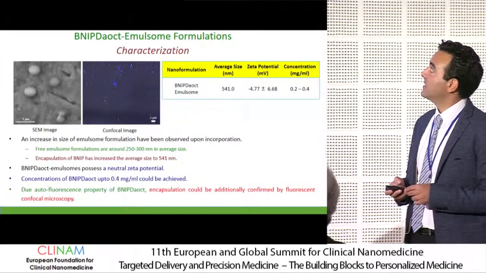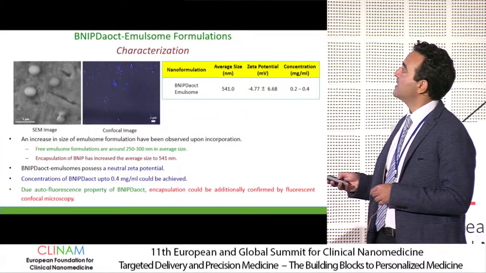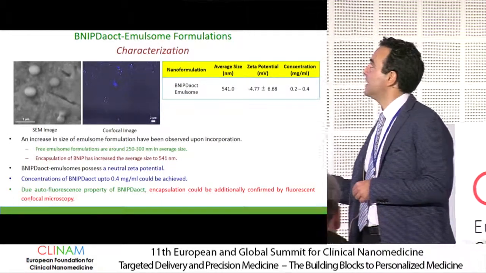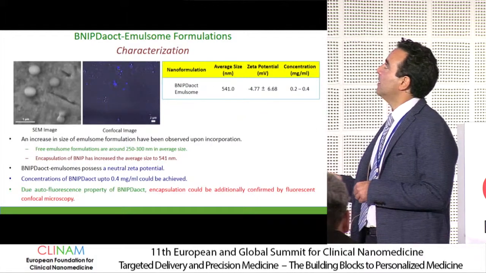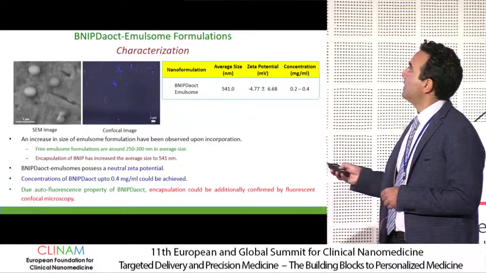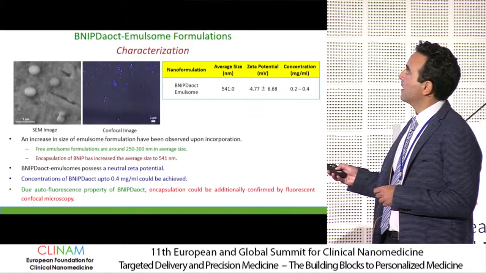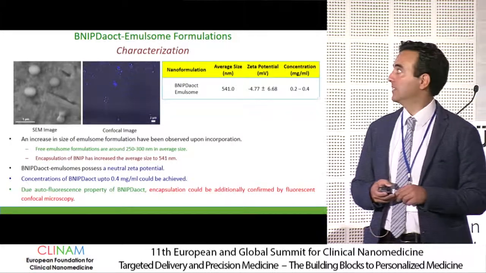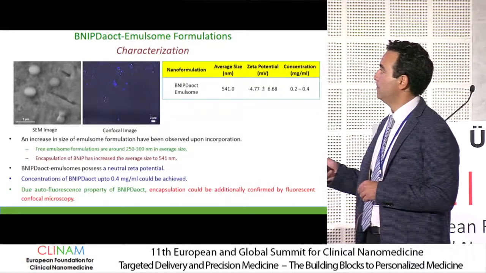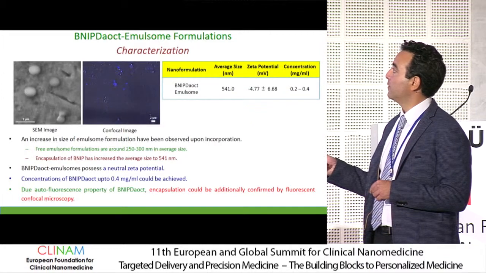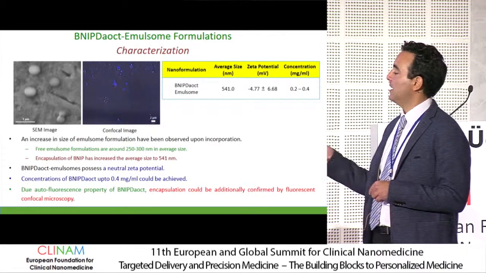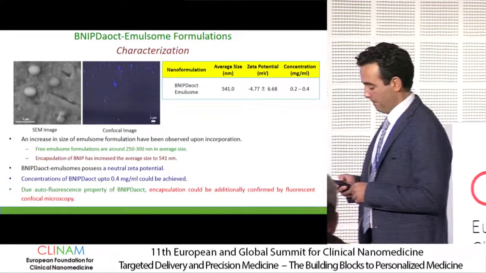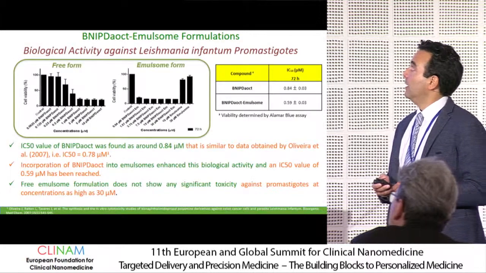To start with the characterization, the BNIP DAOCT formulation has a mean size of around 541 nanometers. It has a negatively neutral average zeta potential, and it enables the loading of BNIP up to 0.4 milligram per milliliter. And due to the autofluorescence property of BNIP DAOCT, encapsulation could also be seen by confocal microscopy.